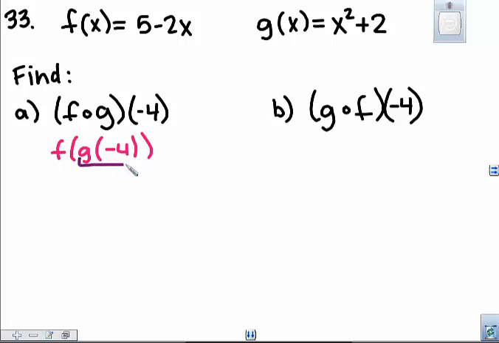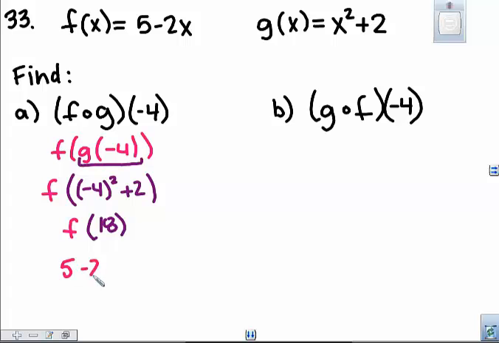So first, let's find g of -4. So our g function is x squared plus 2. We're plugging in -4 squared plus 2. That f is still out here. Okay, -4 squared is 16 plus 2 is 18. So we have f of 18. So that means in the f function I'm inputting an 18. So that is 5 minus 2 times 18. 5 minus 36 is -31.